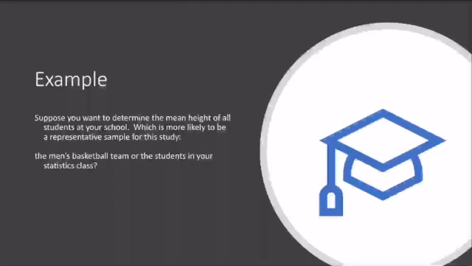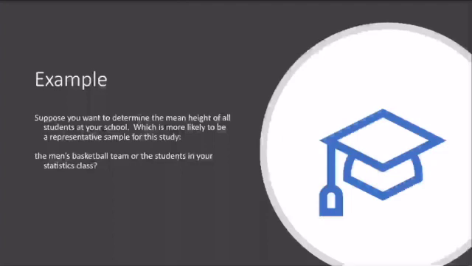Now, a statistical study can suffer from bias if its design or its conduct tends to favor certain results. So we would be introducing bias if we had decided to study the basketball students in order to figure out the mean height of our school. That would be bias. It would favor showing that our university has students who are taller on average.